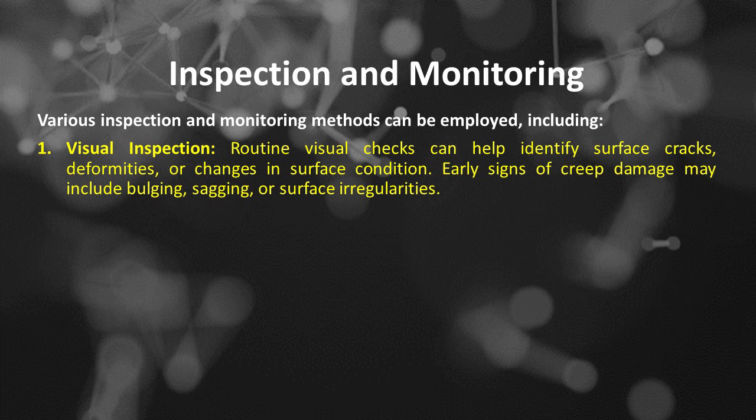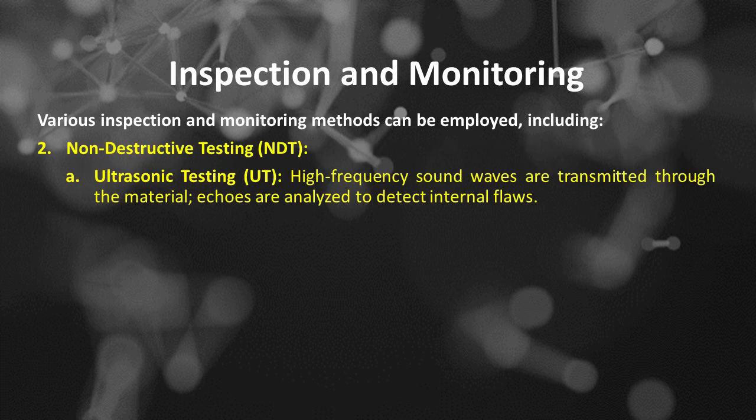Routine visual checks can help identify surface cracks, deformities, or changes in surface condition. Early signs of creep damage may include bulging, sagging, or surface irregularities. Number 2 is non-destructive testing, or NDT. The first of NDT is ultrasonic testing, or UT. High-frequency sound waves are transmitted through the material, echoes are analyzed to detect internal flaws.